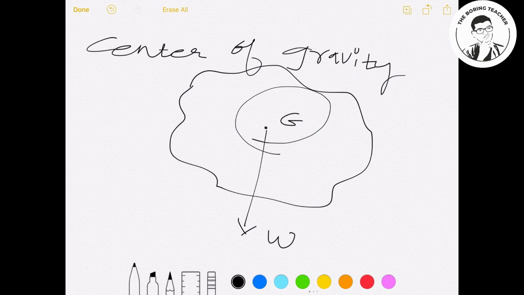So to define it in one line, the center of gravity of a body is the point about which the algebraic sum of moments of weights of all the particles that constitute the body is equal to zero. And the entire weight of the body can be considered to act at this point, however the body is placed.